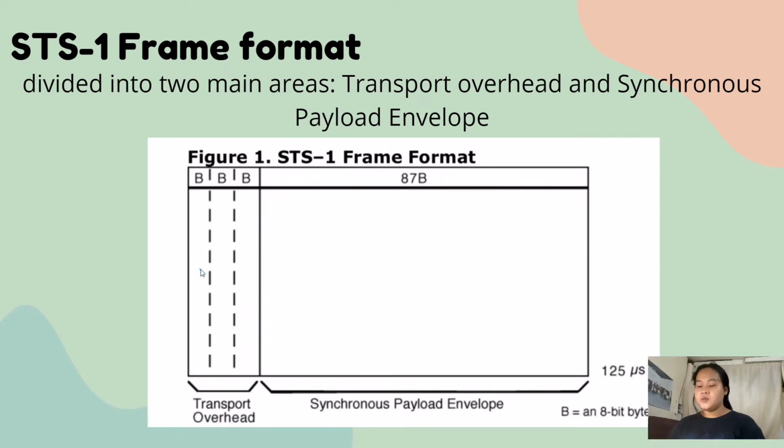The STS-1 POH is part of the synchronous payload envelope. The STS-1 payload envelope has the capacity to transport 28 digital signal 1s on the first level, 1 digital signal 3 on the third level, and 2.048 Mbps signals, and combinations of each.